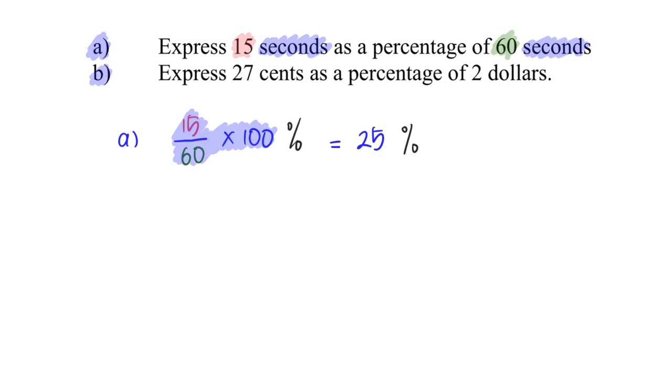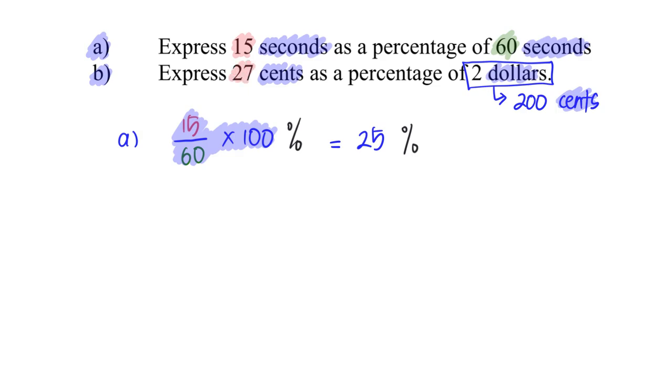Now I'm at part B. This is in cents, but this is in dollars. So I would have to do something to this $2. I would then have to convert this to cents, 200 cents. Okay, once they have the same unit, then I can apply what we have just learned.